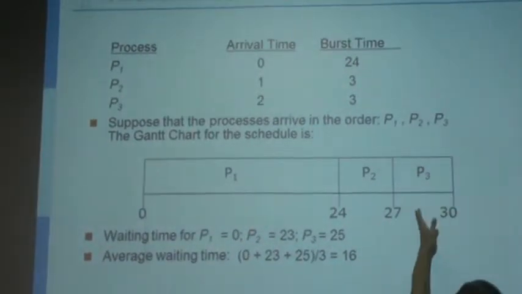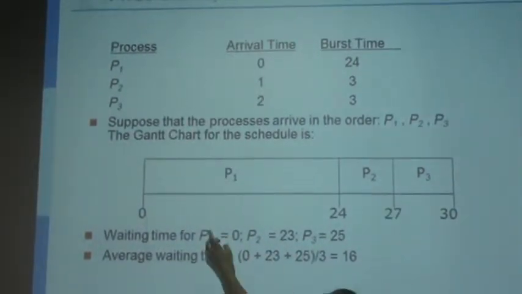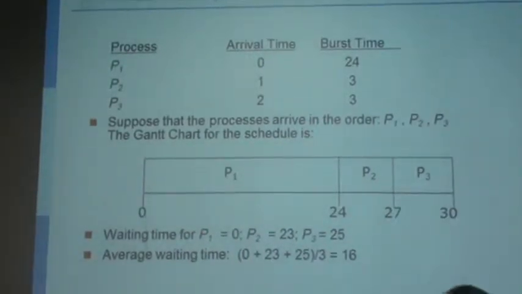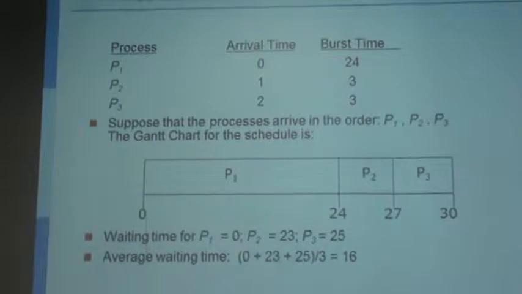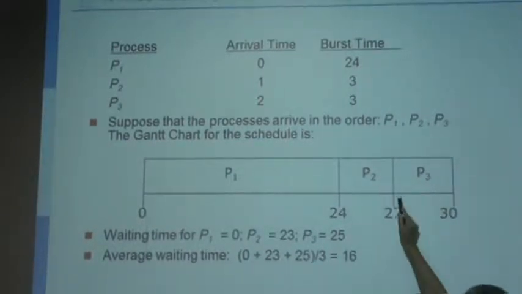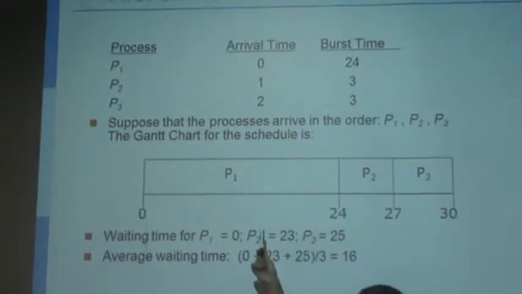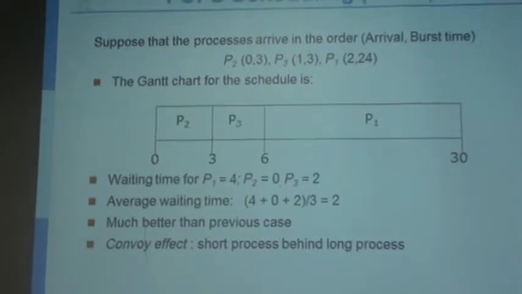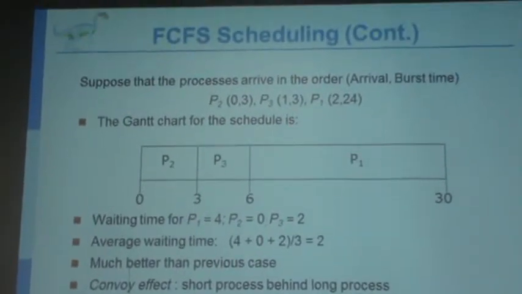Then what about P3? It arrived at 2, but it was executed at 27, so 25. Total is 48, divided by the number of processes. Using this algorithm, what is the average waiting time? 16. Okay, so it has a waiting time of 16. So why is process 3 at time 25?